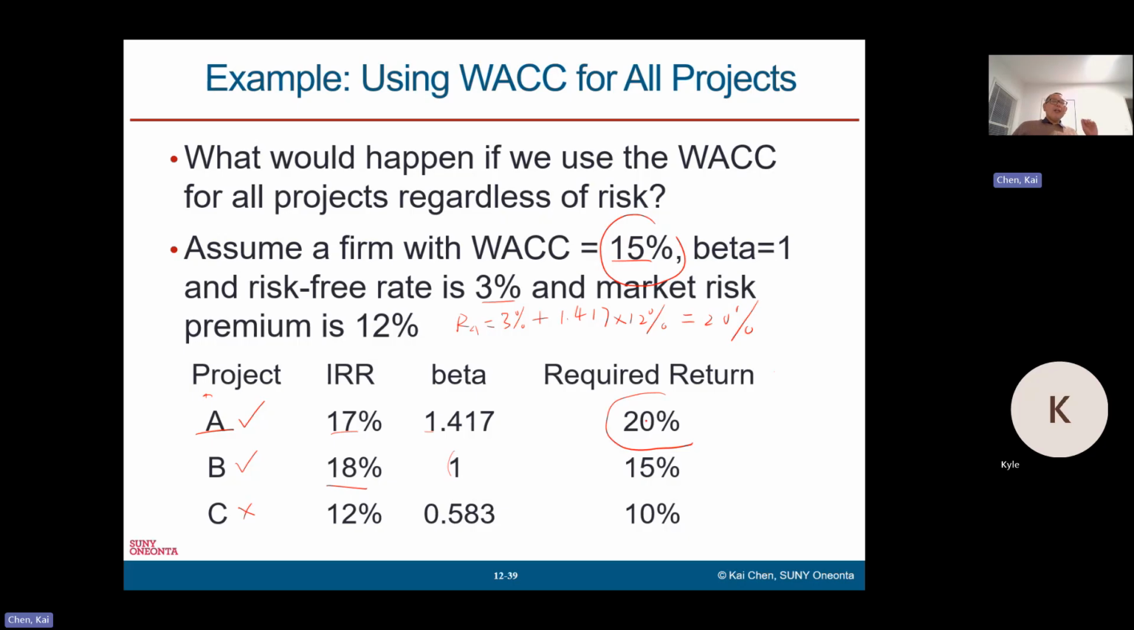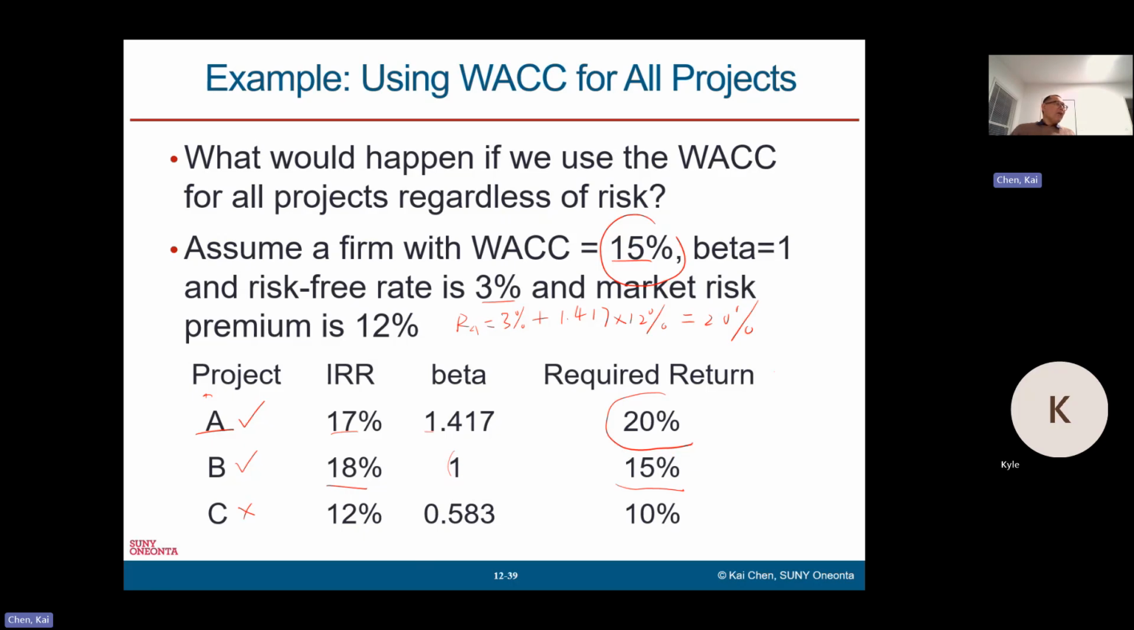Okay, I'm going to calculate the required rate of return using CAPM for all these three projects, and then I'm going to make the decision project by project. Of course, for project B, what is the required rate of return? Its beta is 1. Very simple, right? Because its beta is the same as the market portfolio or as the total assets of the company, its required rate of return should be the same as WACC, that is 15%.